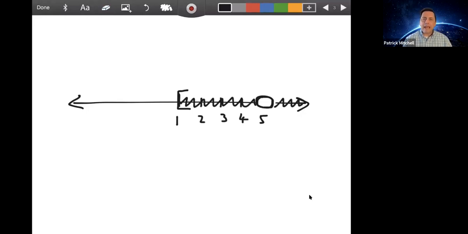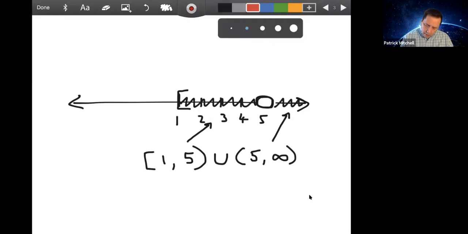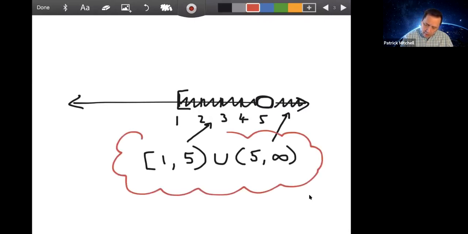So the way that you would write that using interval notation, you would have to use the union symbol. First, you would take the interval from 1 to 5, including the 1, but not including the 5, and then union that interval with the interval from 5 to infinity. So this interval is there, and this interval is right here. So the domain of the function f over g is this set right here.